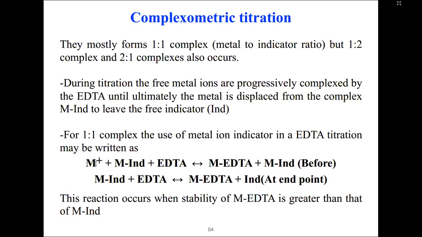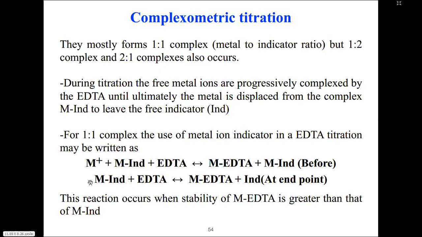That example is shown in the reaction here. Before the end point, you have metal ion in the conical flask. The metal-indicator complex is also in the conical flask. Now you add EDTA from the burette. As you keep adding, the EDTA will combine with metal to form the metal-EDTA complex. And still the metal-indicator complex also exists. Why does the metal-indicator complex still exist? Because you still have metal ion to combine with EDTA.